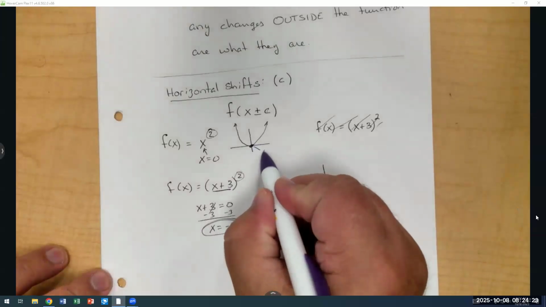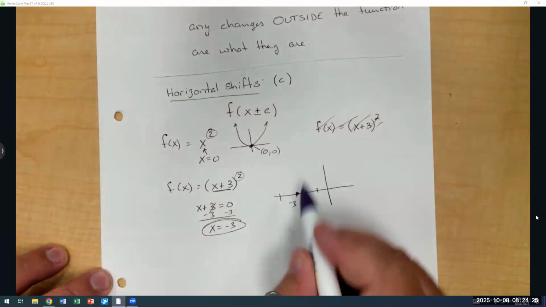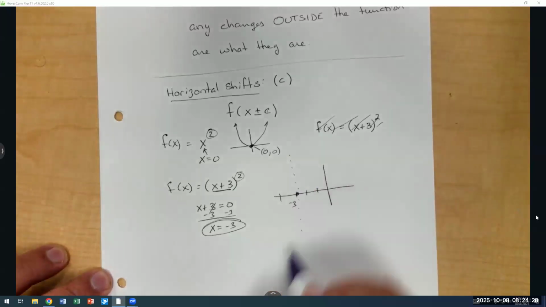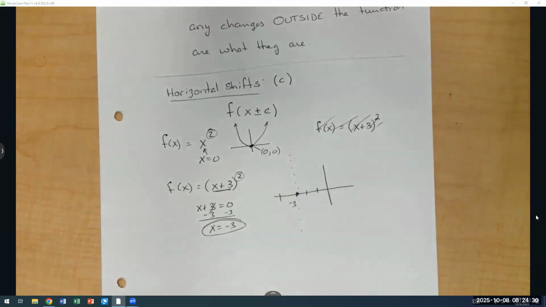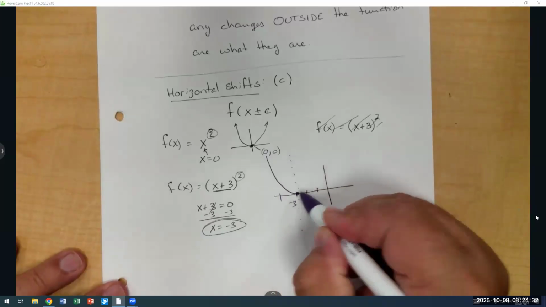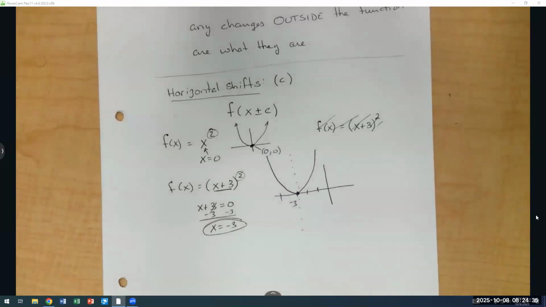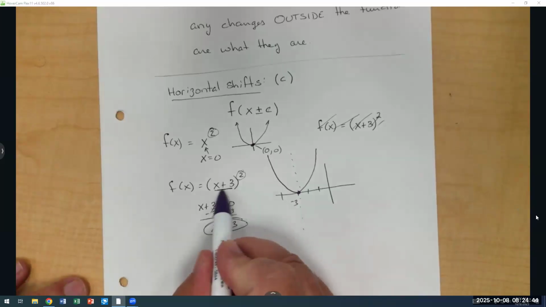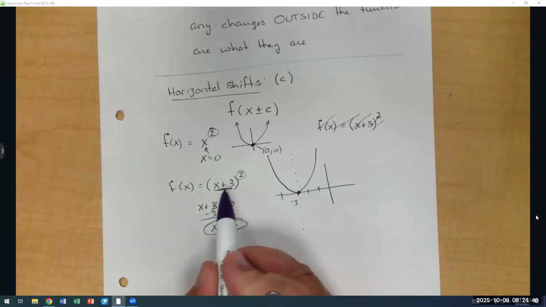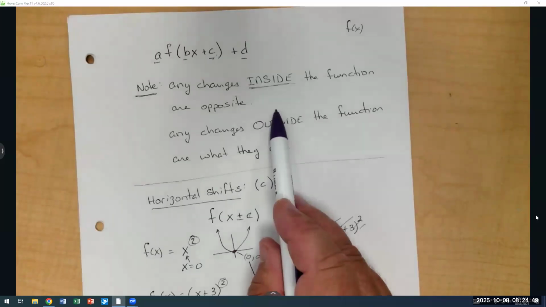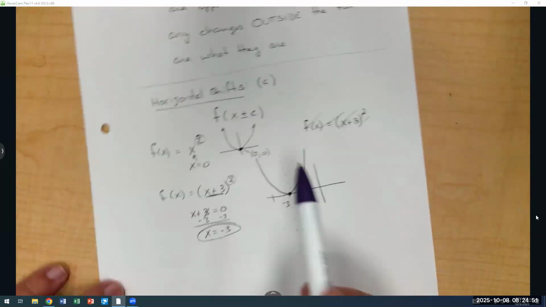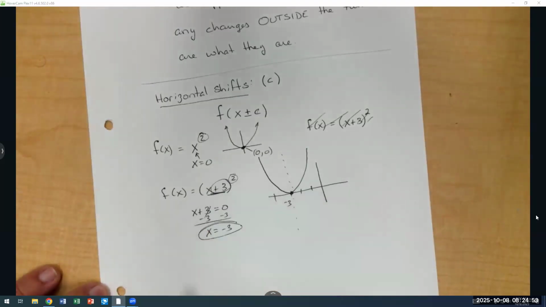Here, I took the origin from 0, 0. I now moved it 3 spaces to the left. The graph will look the same. It's just shifted 3 to the left. How do I know it's 3 to the left? I give you this. It's opposite. If it happens inside, it's opposite. If this is a +3, then my new origin is at -3.